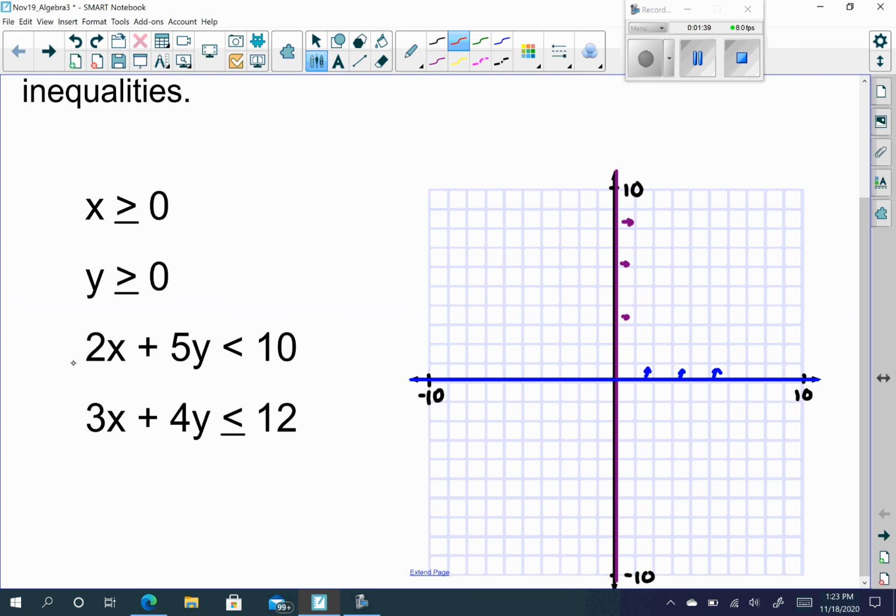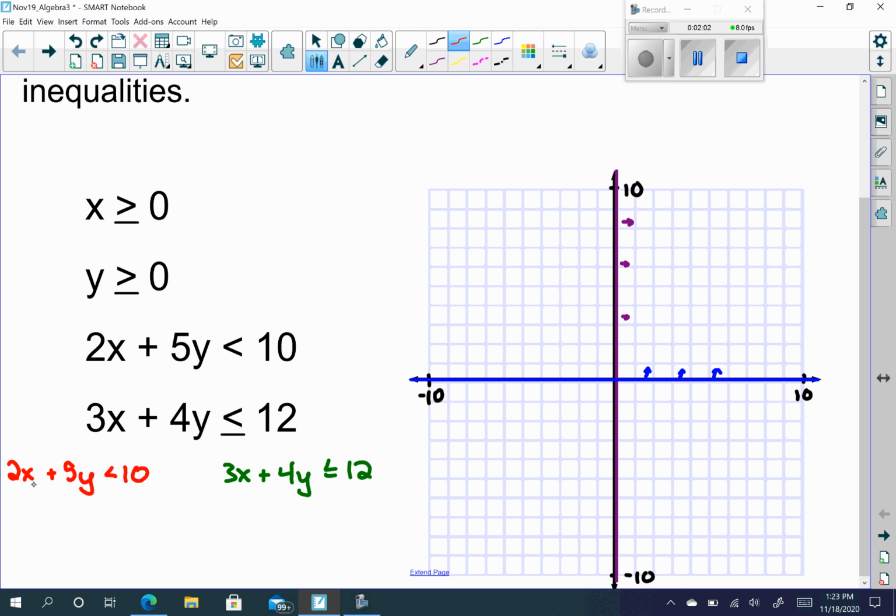Now what I'd like for you to do, we have to take both of these next two inequalities and put them in slope-intercept form. So you guys go ahead and do that. Pause the video if you still need more time.